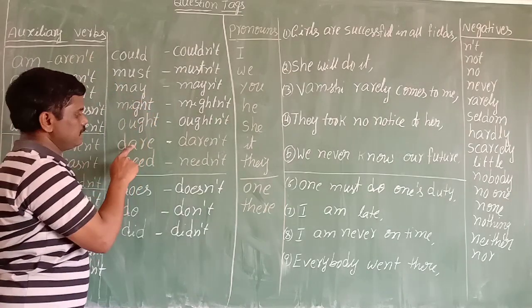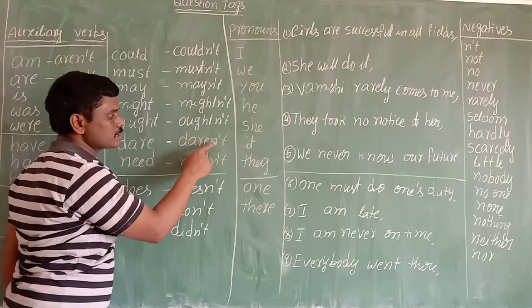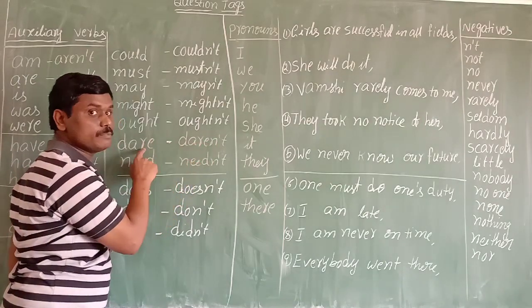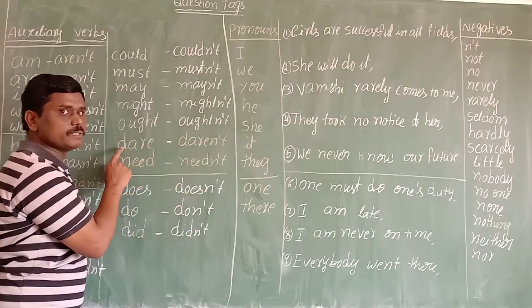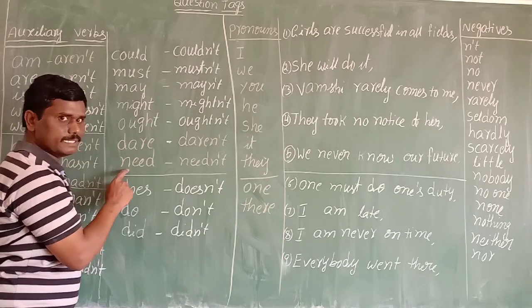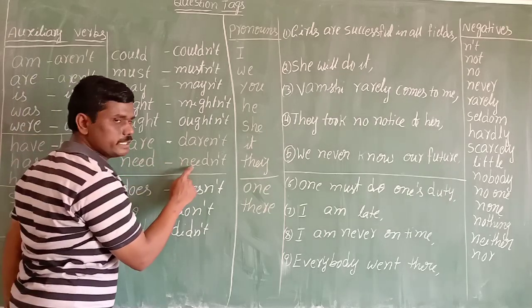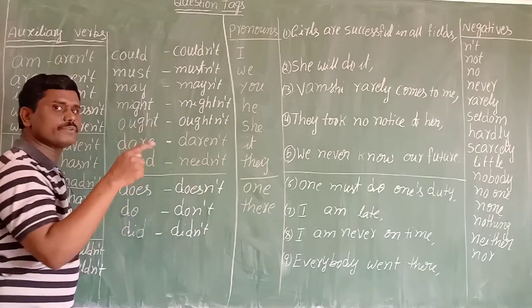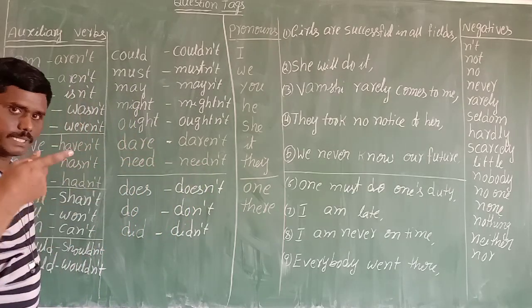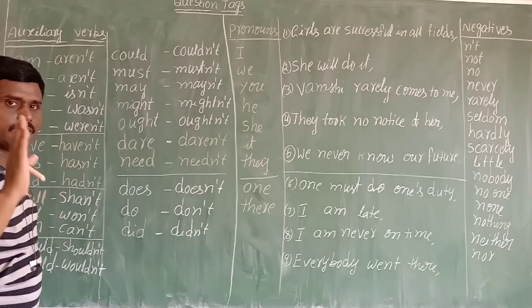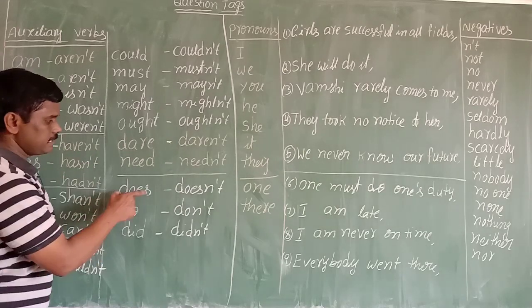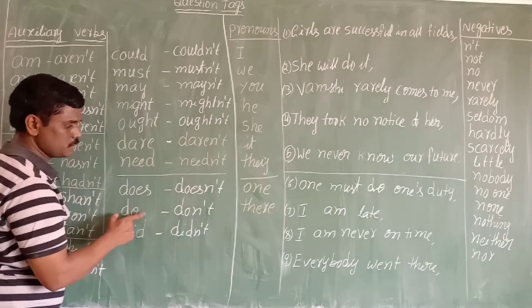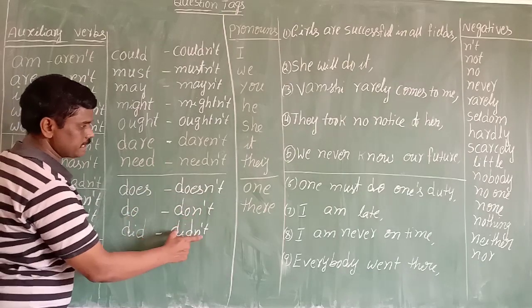Just think: dare, dare not. That means dare is a helping verb. Here need, helping verb needn't. When we use them as a main verb, we use them differently. Later I will explain in this video only. Listen until the end. Does, doesn't, do, don't, did, didn't.